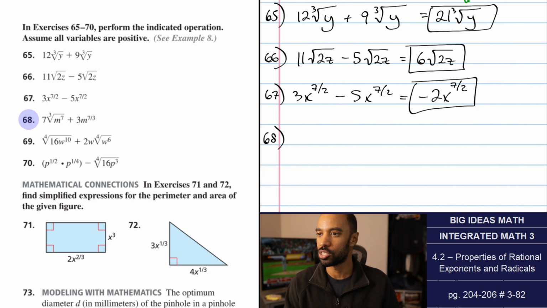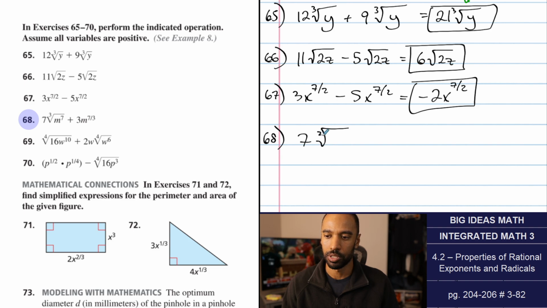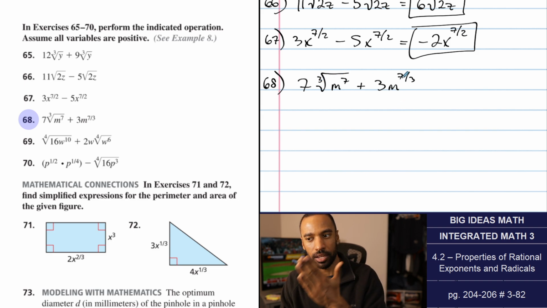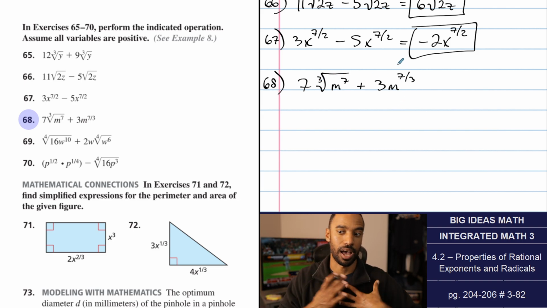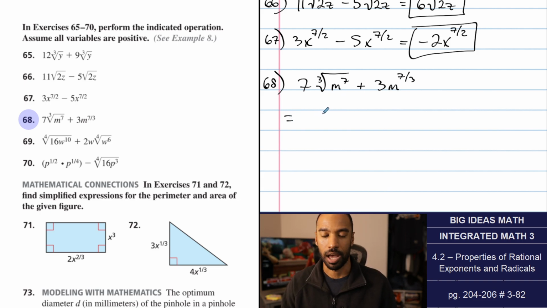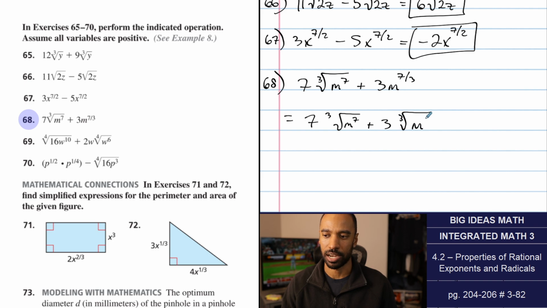Let's take a look at number 68. On number 68, we have 7 times the cube root of m to the 7th plus 3 times m to the 7/3. What we have to recognize is these are both the same thing. Now, would you rather write it like a radical or rational exponent? I'm more of the radical. I'm a radical guy. So this is 7 times the cube root of m to the 7th. That hasn't changed. But this is 3 times the cube root of m to the 7th, right? That's what's actually happening here.